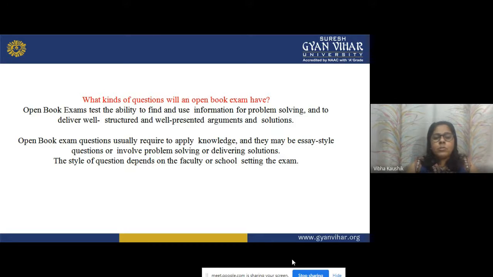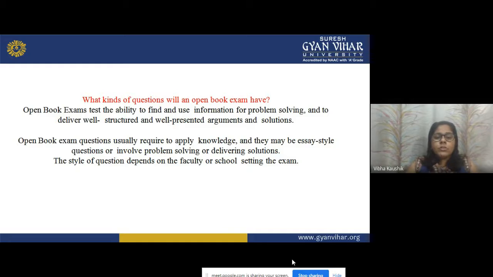Open book exam questions usually require you to apply knowledge, means where the application of knowledge must be there, and there can be essay style questions, means long questions where you have to give the answers in 400 to 500 words, or involve problem solving, or those questions will encourage the students to solve the problem, or deliver solutions, or come up with some solution to a problem.